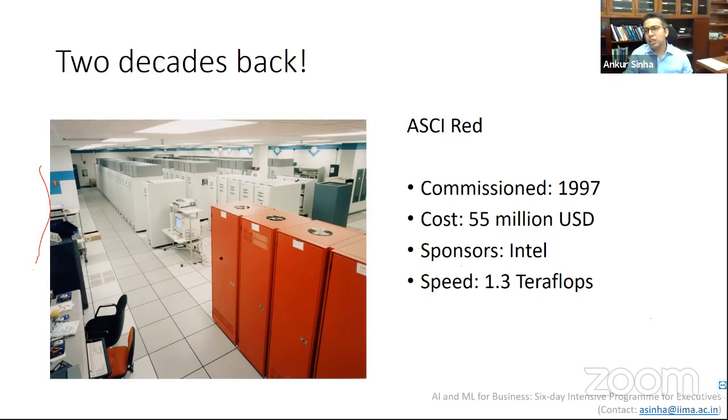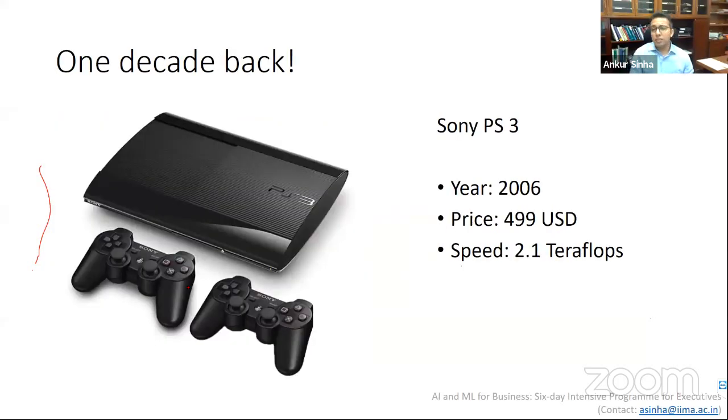And it was developed after there was a moratorium on nuclear testing. So US wanted to manage its nuclear arsenal, and it invested a huge sum of money towards the development of this computer. But then comes the year 2006. Look at this machine. The cost of this machine is 499 US dollars. The speed is almost twice that of ASCI Red computer. So what has happened in 9 years?